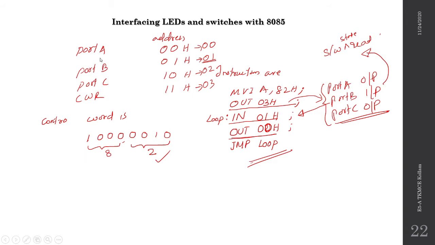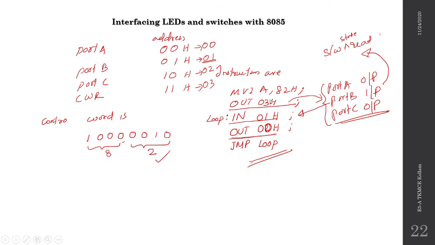So in order to make port A as output port, port B as input port and port C as output port, we need to write this code, that is MVI A, 82H. Then that number we need to load into the control word register. We can have the control word register address as 03. So by means of the OUT 03 instruction, the content of the accumulator, that is 82H, the control word to make port A output, port B input and port C output, will reach the control word register.